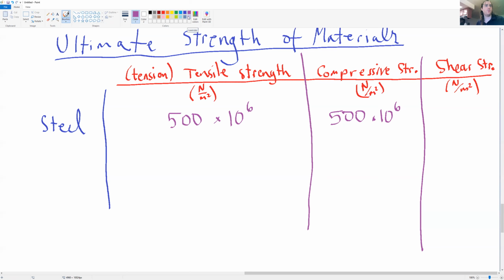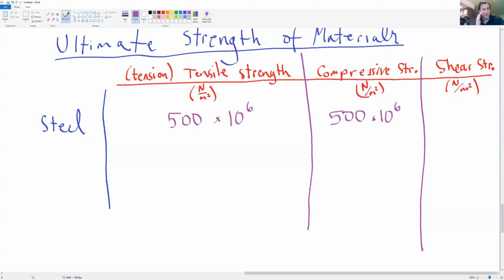Okay, so what does this quantity mean? Well, this is the maximum amount of stress that you want to be on this material. Don't put any more stress than this amount of stress. Otherwise, you're going to start to deform the material. So for steel, at 500 times 10 to the 6 Newton per meter squared, that's when steel is going to start to deform.